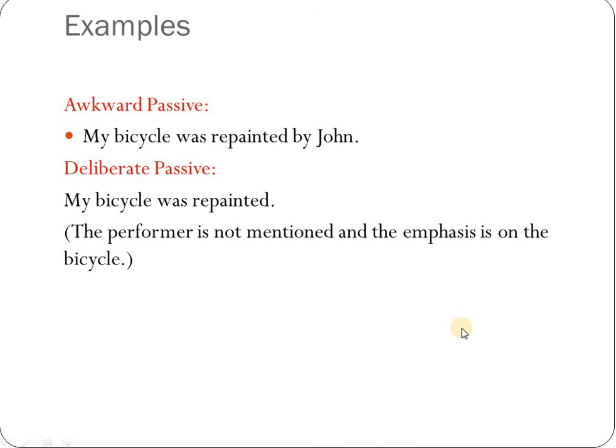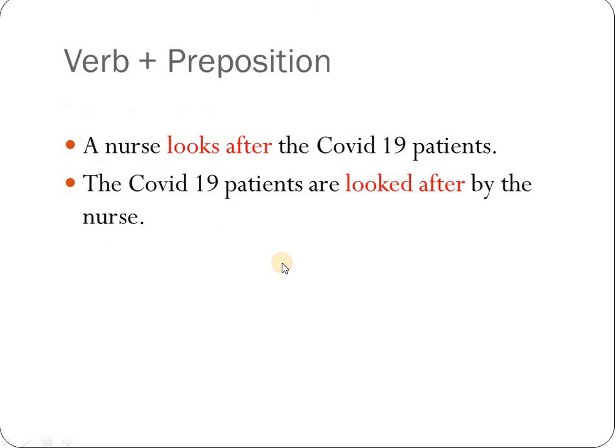Now here are a few examples. The first sentence is very awkward. My bicycle was repainted by John. Now it's very awkward. Why? Because we have put the agent at the last, but still we are mentioning him. So a deliberate passive would be, my bicycle was repainted. The performer is not mentioned. Why? Because the bicycle is important. We are not concerned with who repainted it.